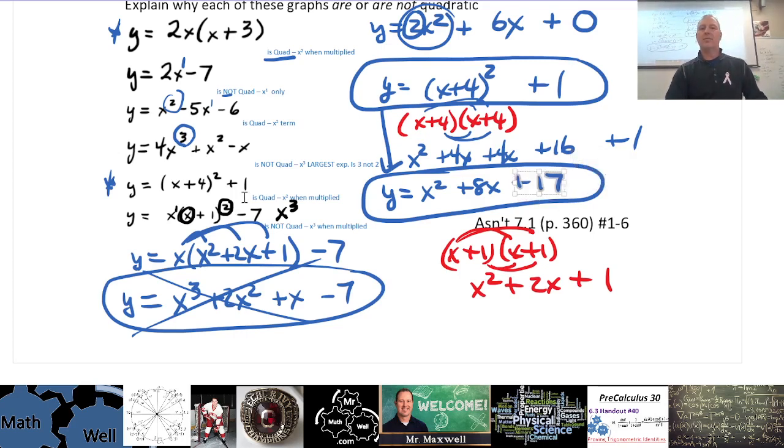So the y-intercept for this one right here, when you have to expand it out and gather like terms, it's 17. How? Okay, well, when you expand out x plus 4 squared, you get x squared plus 4x plus 4x plus 16. And then when you add the 1 on top of that, that's 16 plus 1. Okay. Yeah.